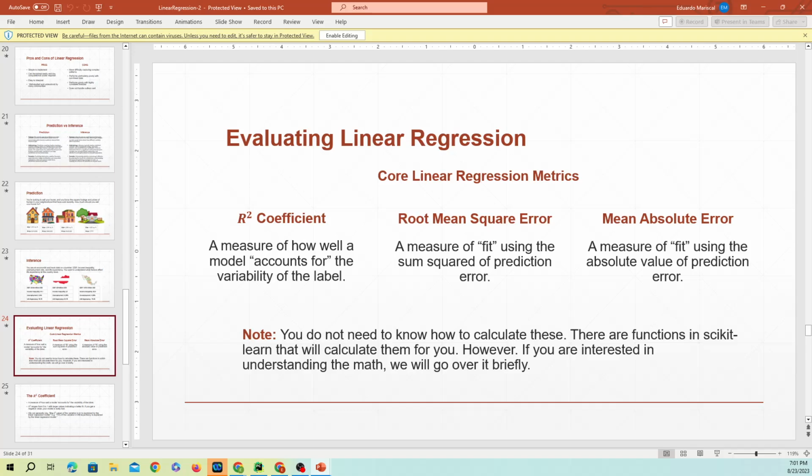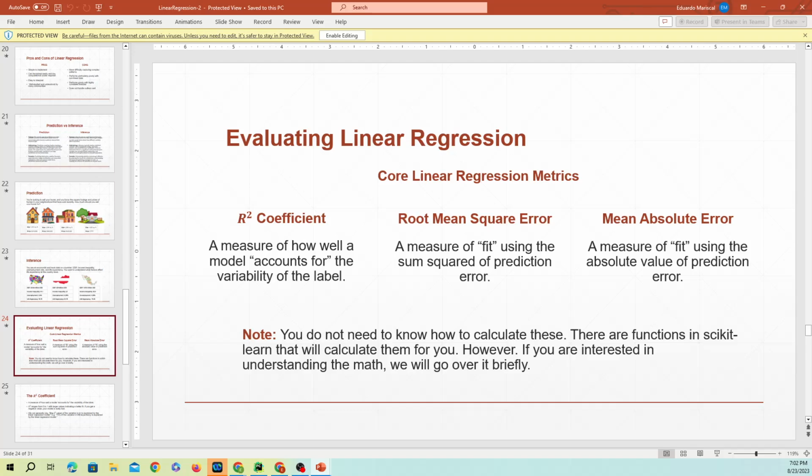Note, you do not need to know how to calculate these. There are functions in scikit-learn that will calculate them for you. However, if you're interested in understanding the math, we'll go briefly over them in the next slides. We'll talk about each one specifically, so I'm going to wait until the next slides. Again, you don't need to learn the mathematical part, right? It's going to be done for you with the tools of scikit-learn.